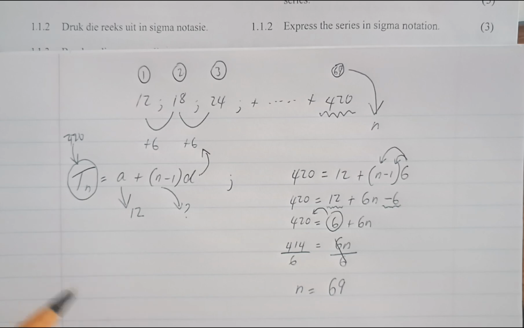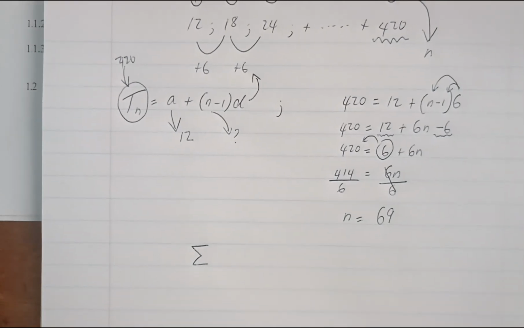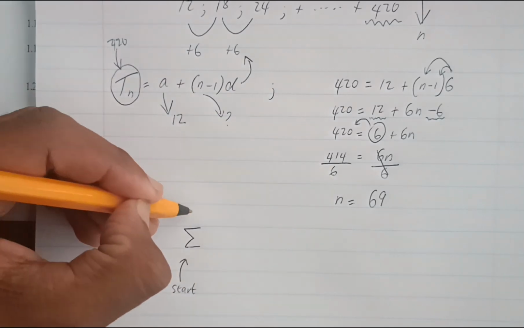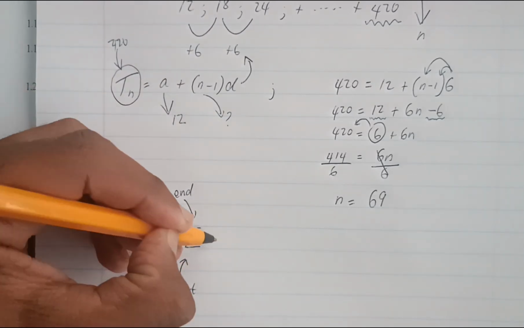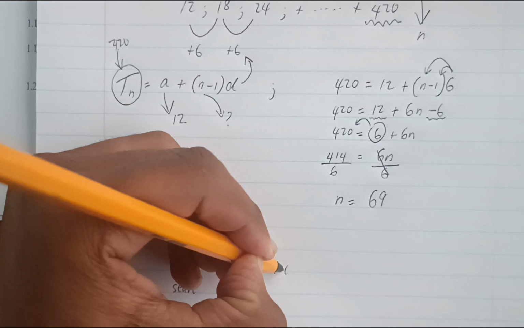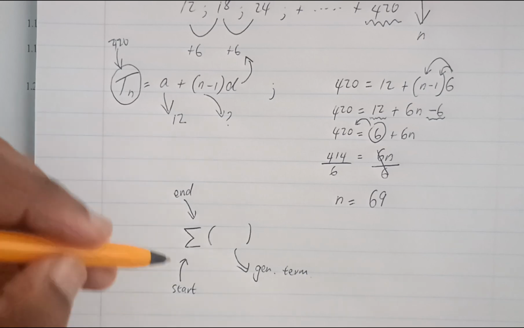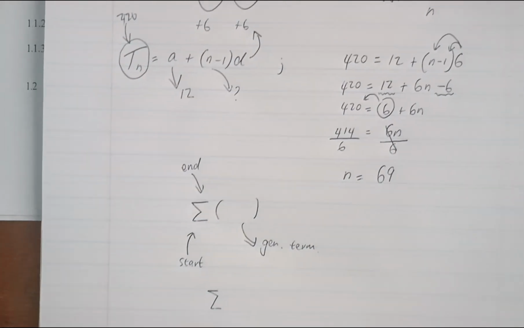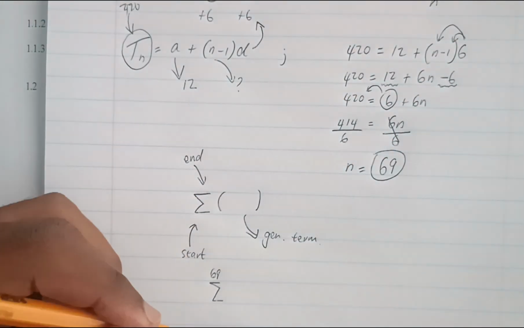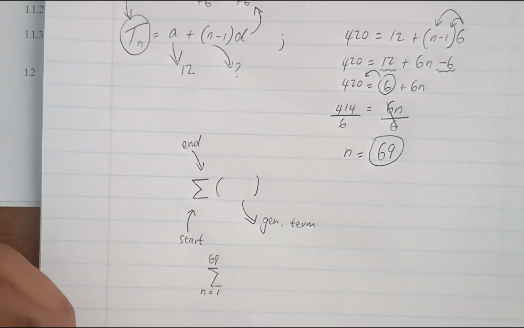Express this in sigma notation. Okay, so we should know sigma notation is the thing that looks like this. That is a Greek letter S, and we know at the bottom is our start, at the top is our end, and over here in our bracket we have our general term. Okay, so we need to do this for the series that we have above. So let's write sigma, and we figured out that we have 69 terms, so 69 is where we end. We're going to start at 1, but it is the n value that we're changing, so we'll say n is equal to 1.